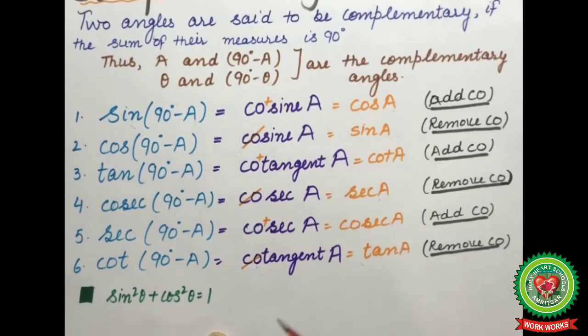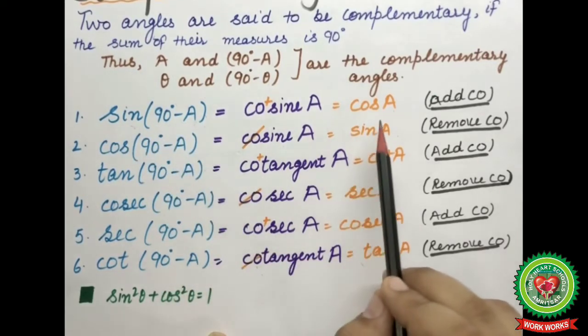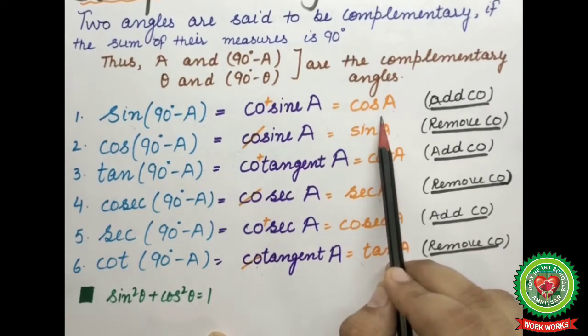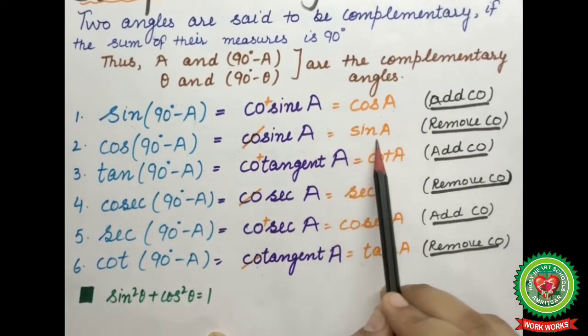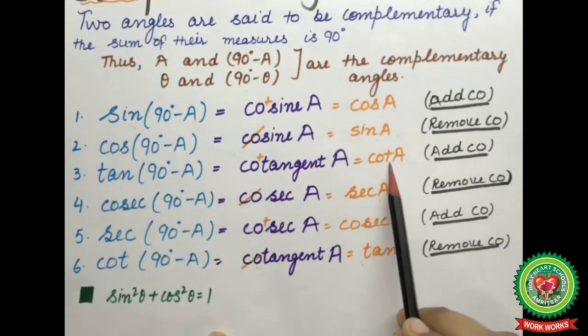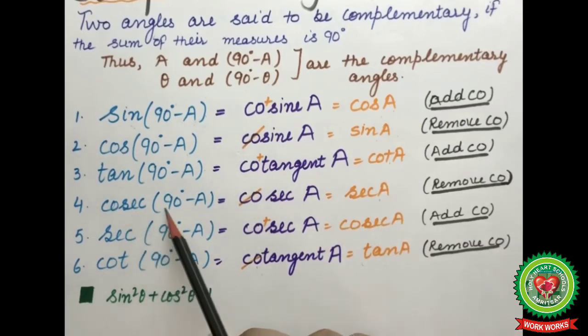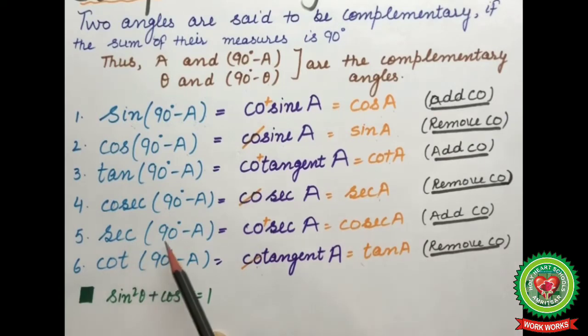So we'll just remember it once again. Sine 90 minus a will be equal to cos a. Cos 90 minus a is equal to sine a. Tan 90 minus a is equal to cot a. Cosecant 90 minus a is equal to secant a. Secant 90 minus a is equal to cosecant a. Cot 90 minus a equals to tan a.